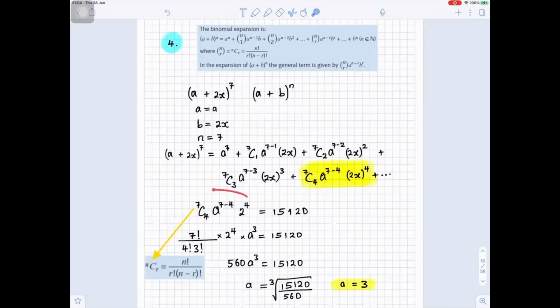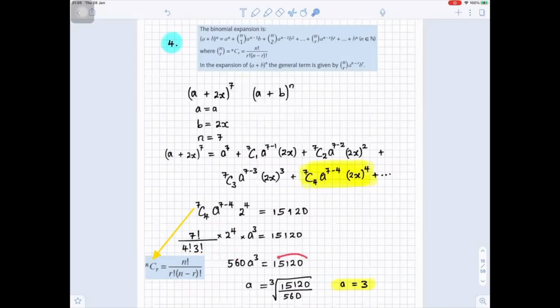So we want to work out that coefficient, and it says that is equal to 15,120. So we find 7C4. To find 7 combination 4, you can use this formula, or you can use your calculator, and then times it by 2^4 times a^(7-4), which gives you a cubed, and that will be equal to 15,120. So all of this will give us 560.